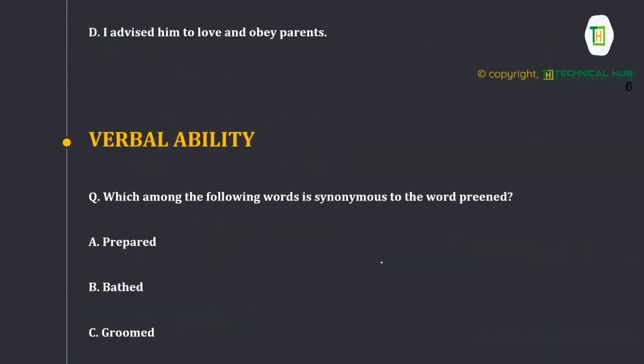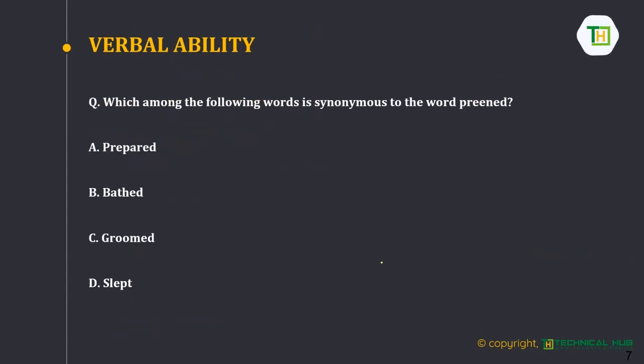Right. So which among the following words is synonymous to the word pre-need? So what is the meaning of pre-need here? That is very important. So whenever you want to find any kind of synonym, you try to find the word given in this. And last night, while I was clarifying doubts in the session, most people asked me how to remember synonyms and antonyms and so on. So if you want to remember, okay, that's fine.